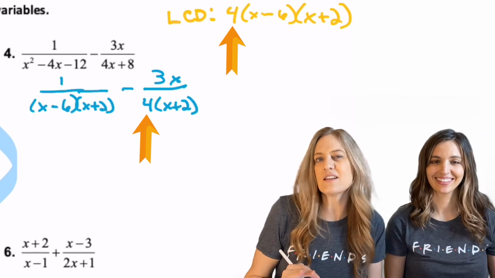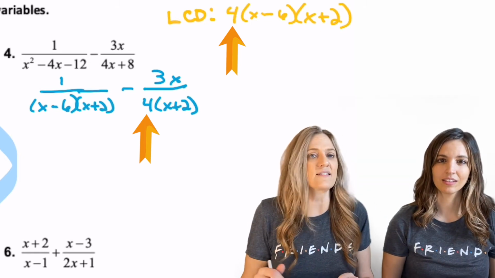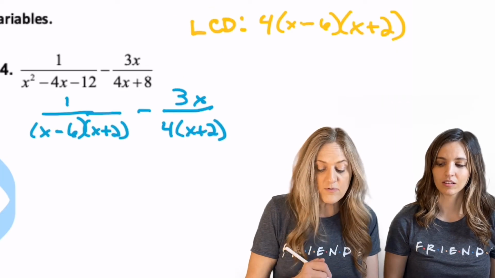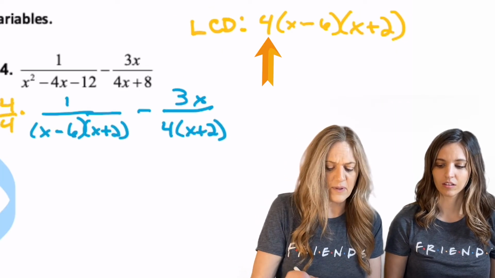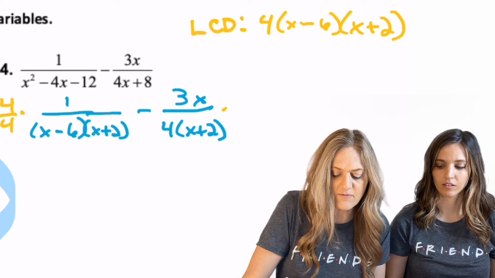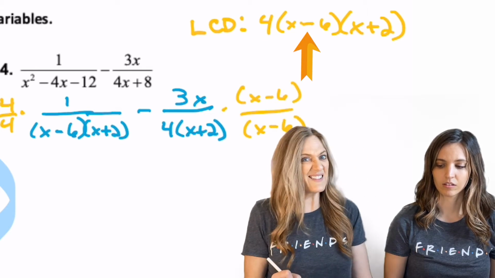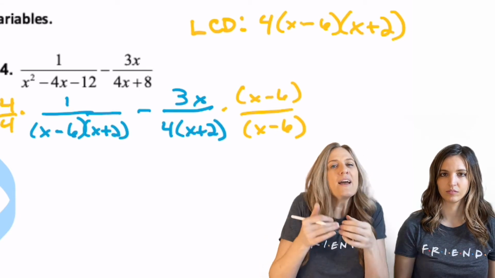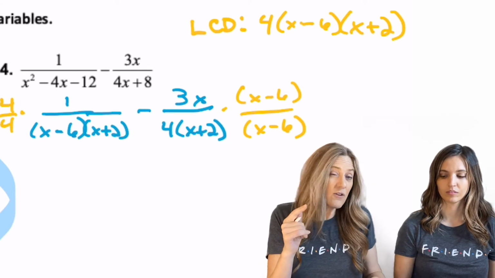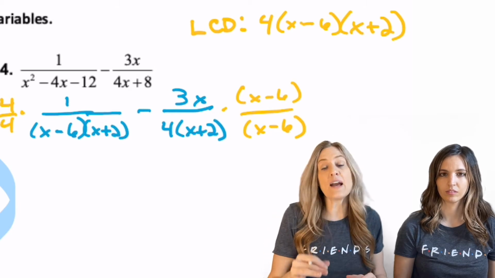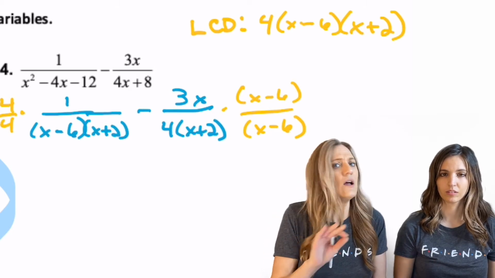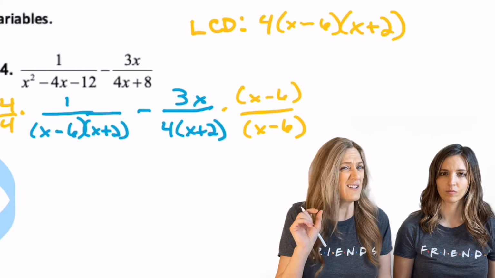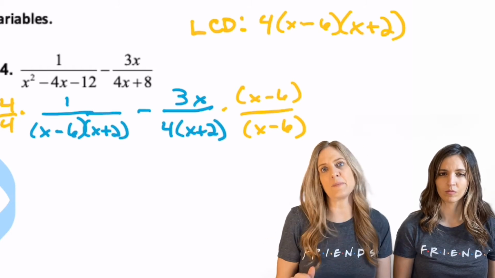So it's a lot easier to see what my creative form of 1 has to be for each of them. The first fraction is missing a 4, so I need to multiply by 4/4. The second fraction is missing that x minus 6. So they now currently have the same denominators. I'm allowed to go ahead and subtract the numerators. Be careful because once again, we have to account for multiplying and distributing. Don't do that all at once because when it's subtraction, it's really easy to make a little mistake.